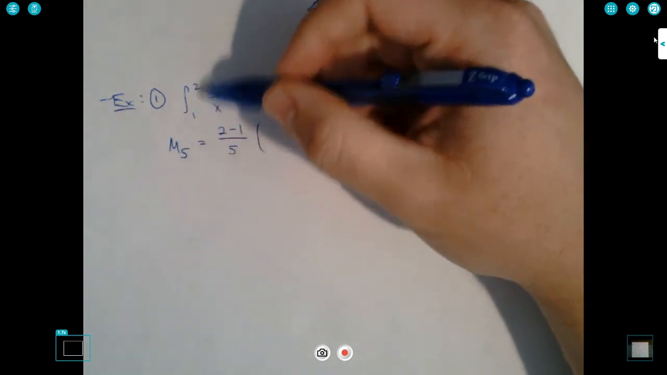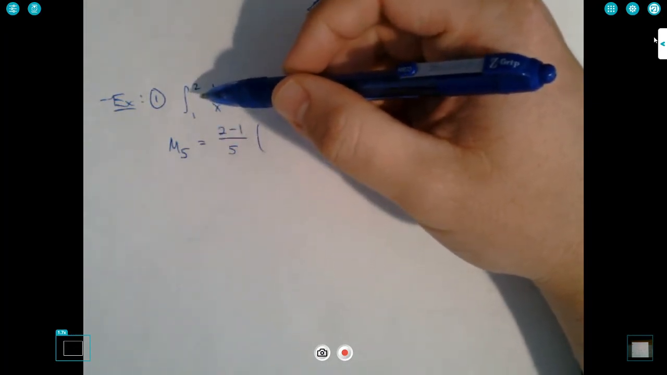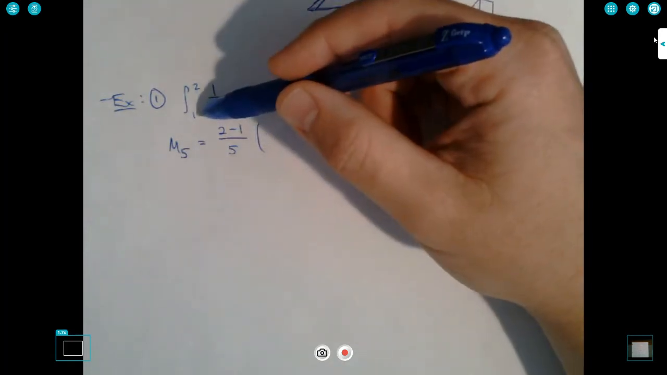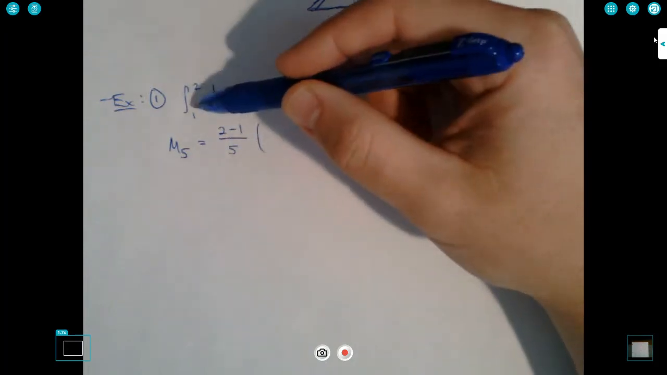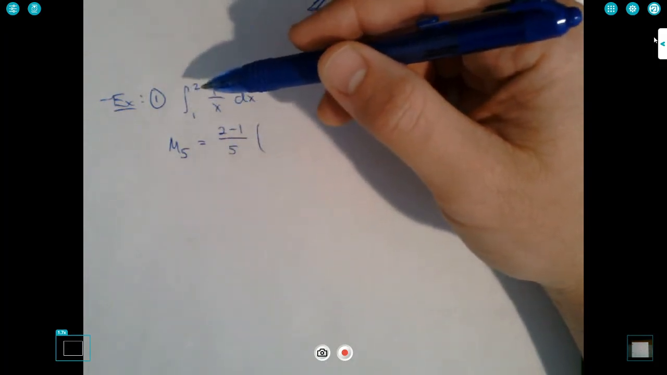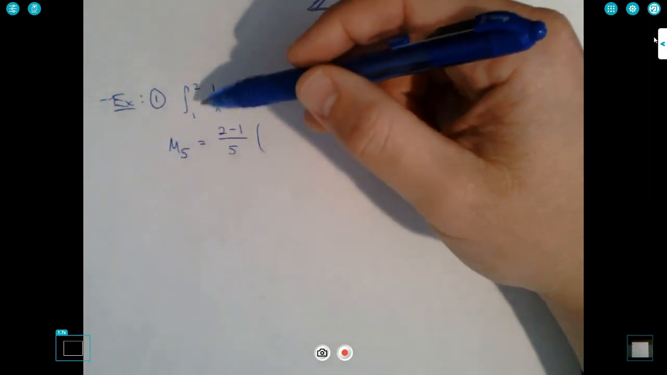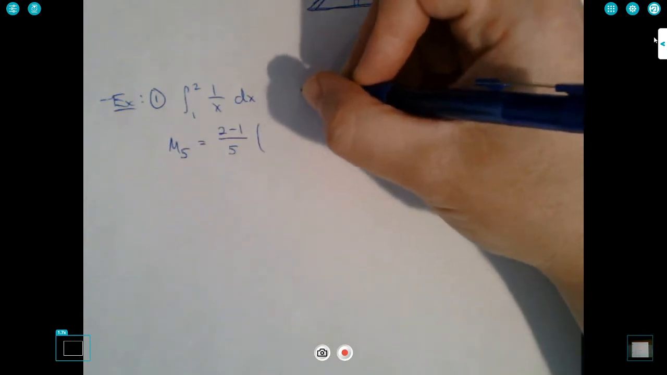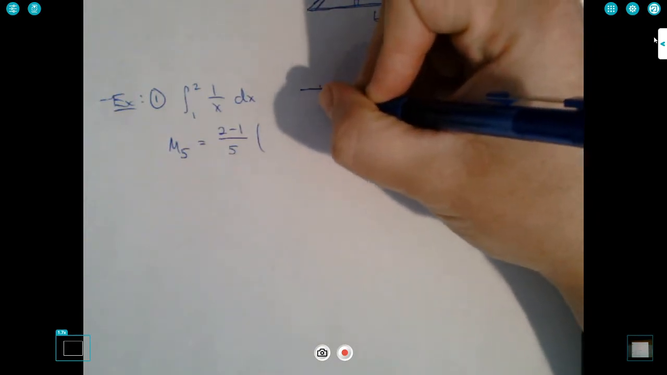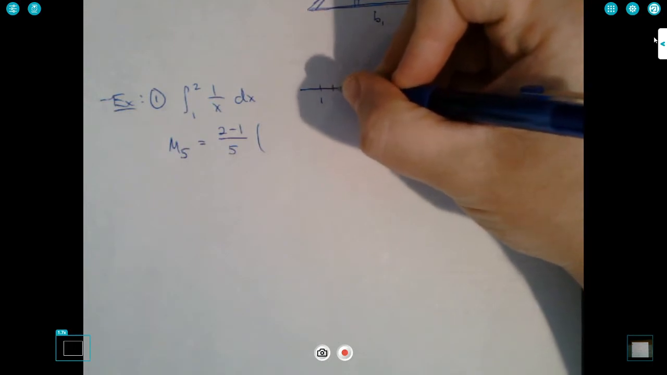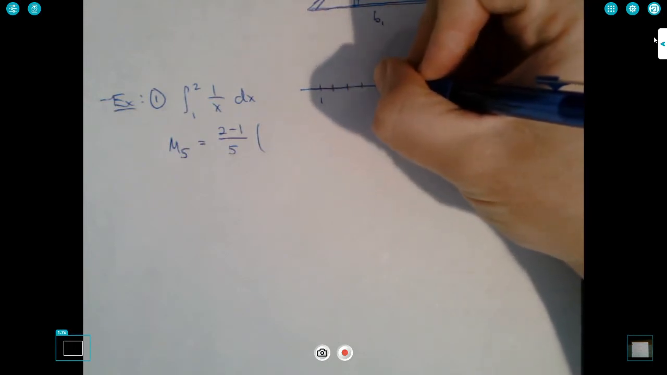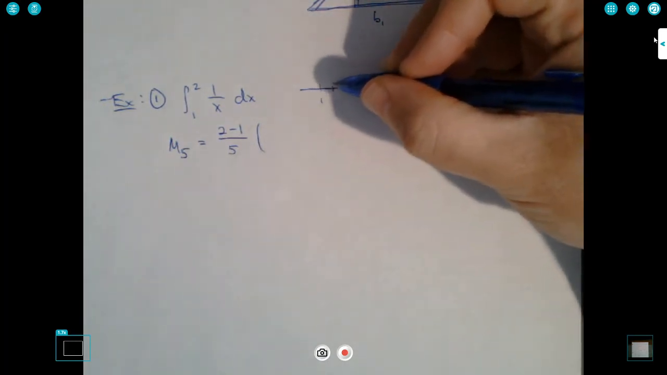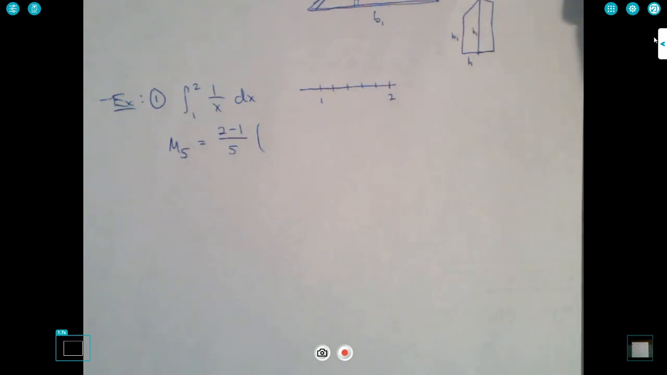Now, if we're going to break this down into 5 subintervals, notice that this is 1/5, right? So each interval has width 1/5. Maybe if I draw a picture, it would help. Here's 1, I've got 1 1/5, 1 2/5, 1 3/5, 1 4/5, and then 1 5/5 too. So this breaks it down into 5 subintervals.